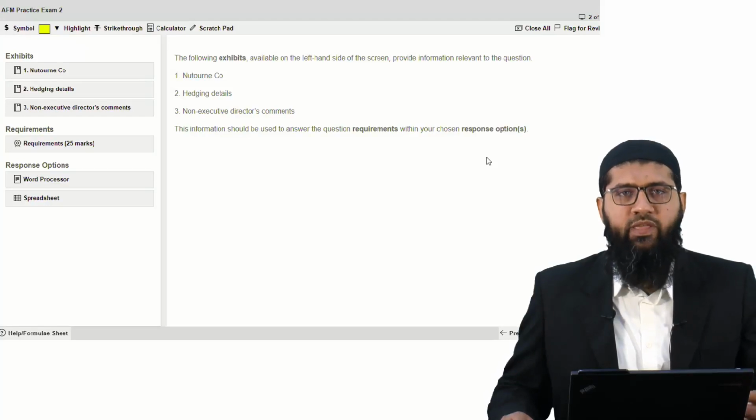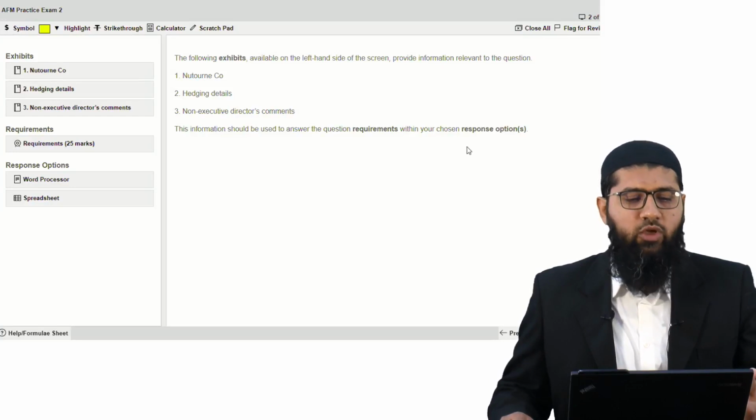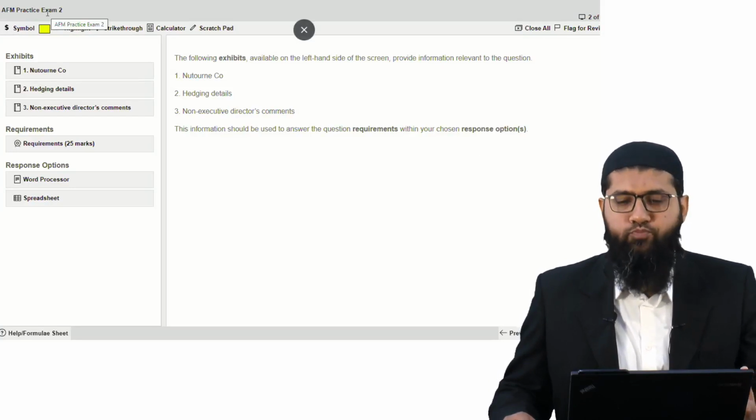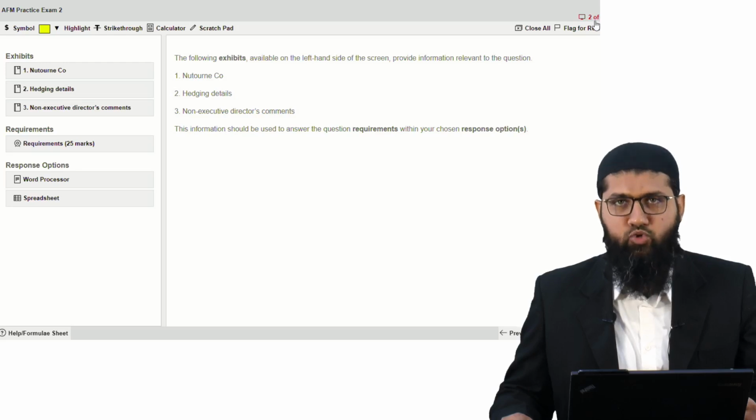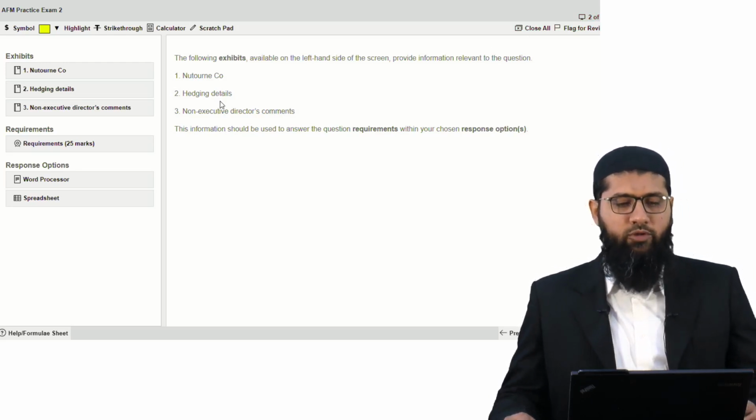This is a practice question from the ACCA CB practice platform. I've opened up practice exam 2, and from it I will be doing question number 2. So let's start discussing what exactly this question number 2 is all about.